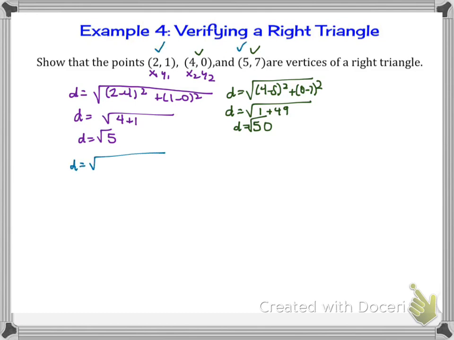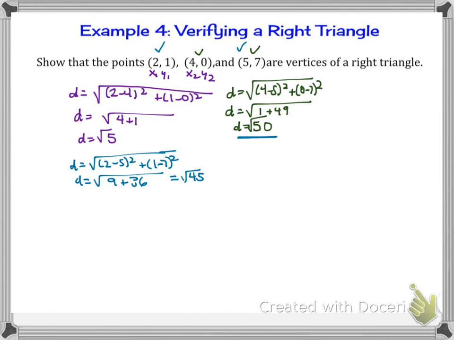So distance equals the square root of (2 minus 5) squared plus (1 minus 7) squared. So this distance equals the square root of 9 plus 36 equals square root of 45. So now we know the distances between all of the points, we can assume that number one, this here is our hypotenuse, and the other two are the legs.